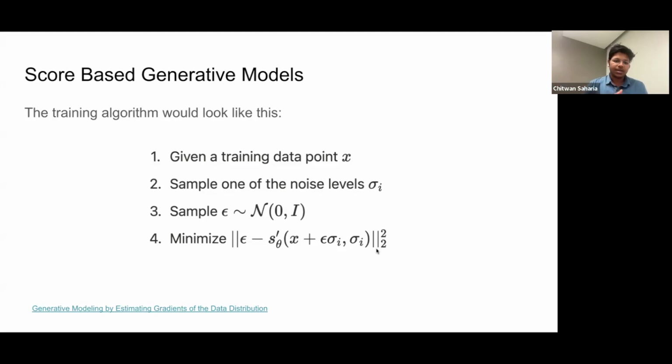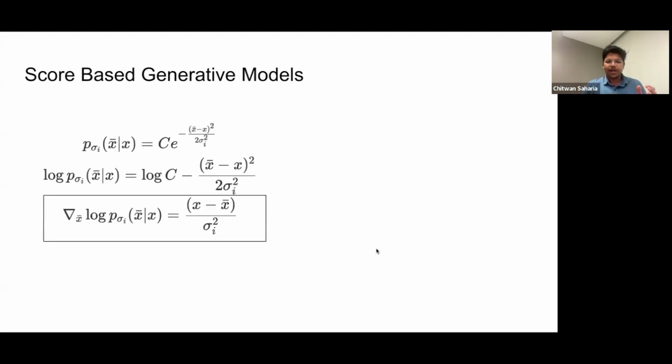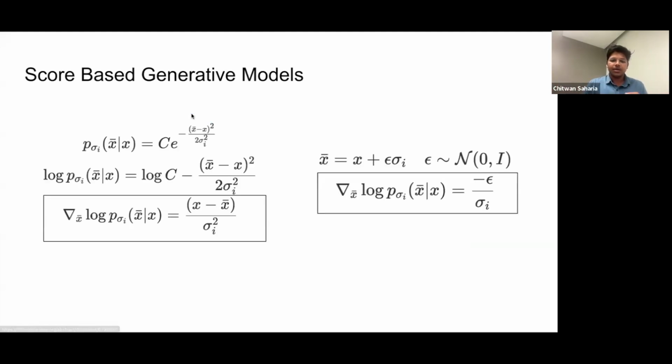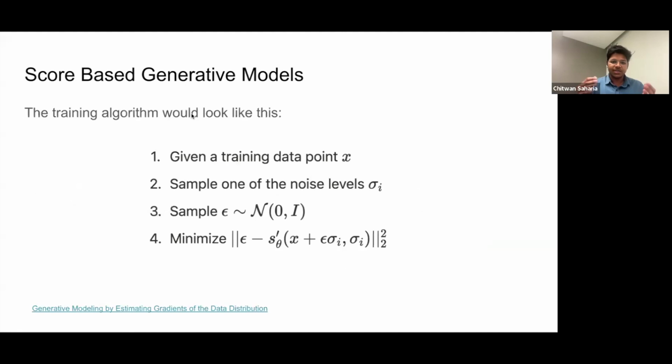And it turns out that this is basically the title of the original paper that I talked about, which says a connection between score matching and denoising autoencoders. This is one of the most beautiful results that really excited me and made me work on score models.